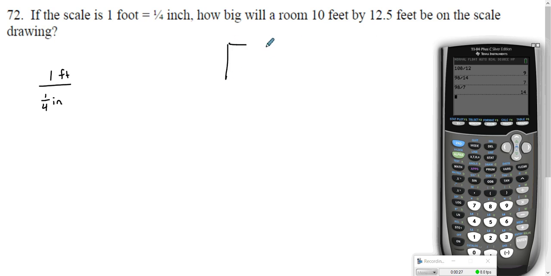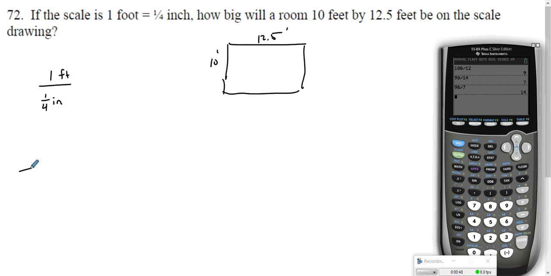So you've got a room. It's 10 feet by 12.5 feet. What will it be in the drawing? Well, for every foot, it's 1/4 of an inch. So there's more than one way you can do this, but I want to keep it to the same pattern of solving these things. I want to use this again.